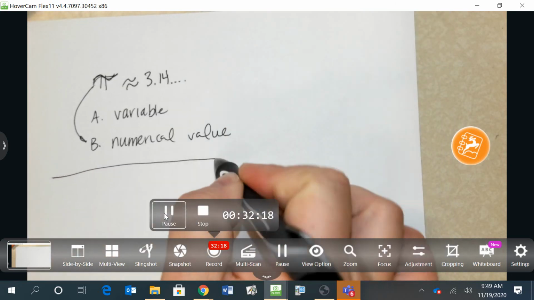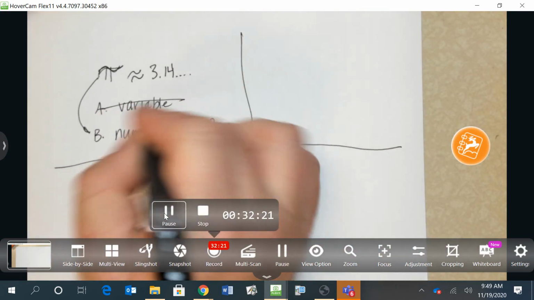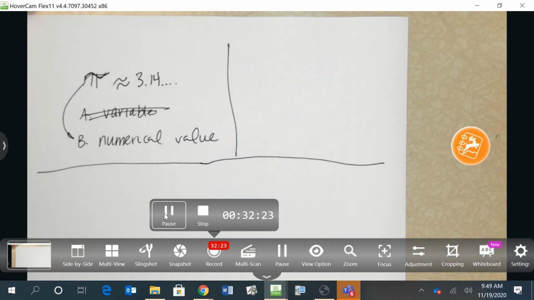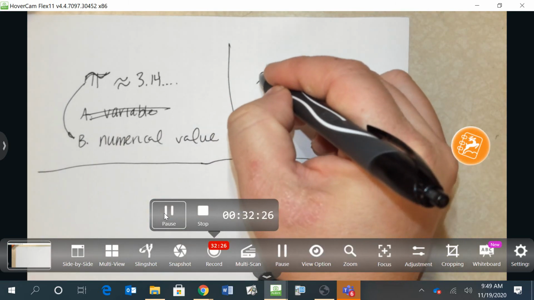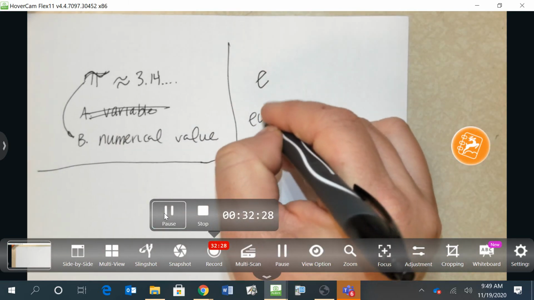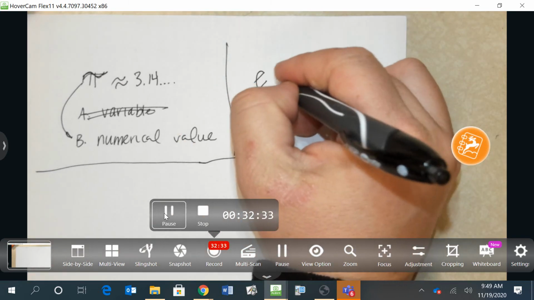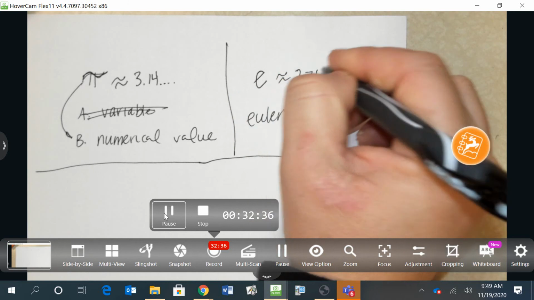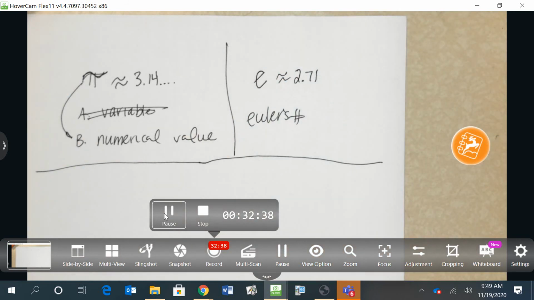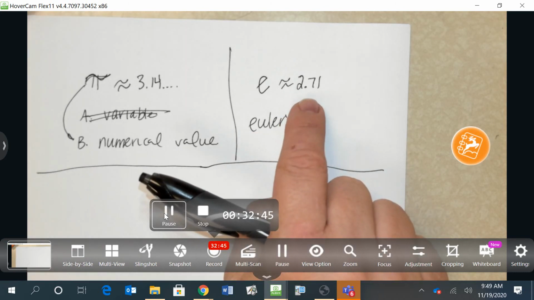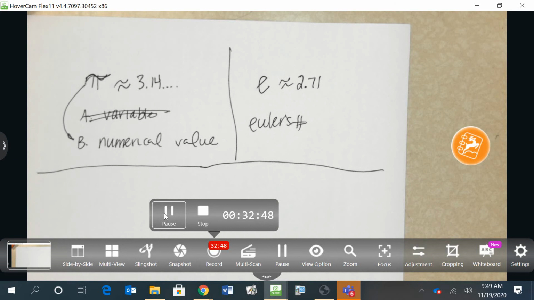Well, today I'm going to introduce another numerical value. It's not a variable, but yet it is a letter, and it is an italicized e, and it stands for Euler's number. And Euler's number is approximately 2.71. When they look to define different scenarios and real-life problems, they have found that this number consistently occurs. It is also the base of the natural logarithm, which we'll learn about later on.